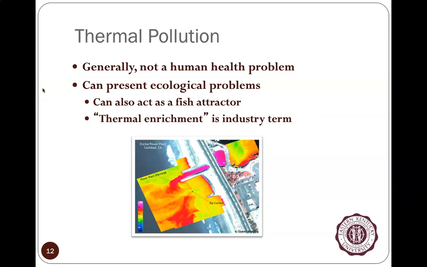There are a variety of types of pollution that exist in American society. One of the types is thermal pollution. Now, thermal pollution from an environmental health standpoint is not really a major human health problem. Its major problem is presented as an ecological problem, where it may reduce the amount of oxygen that a river is able to hold, which may run off certain fish species.